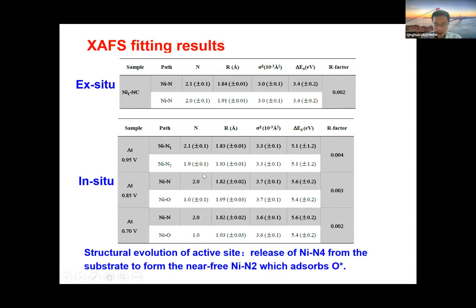These results imply that the potential driven structure evolution of nickel single sites truly occurs at the ORR conditions by releasing nickel centers from the nitrogen-doped carbon substrate to form a metastable and energetic near free nickel 1 nitrogen 2 active site. This structure favors the surface adsorption of oxygen molecules for efficient ORR.